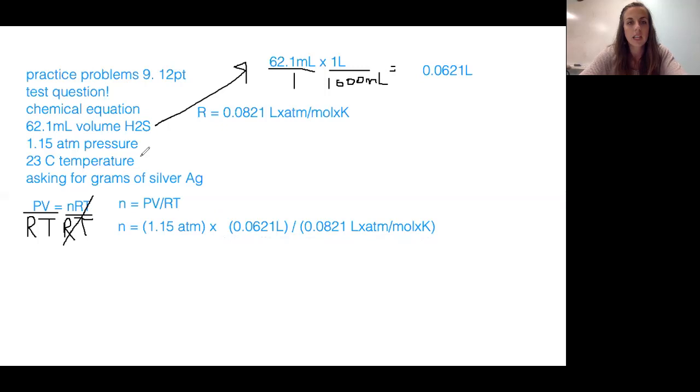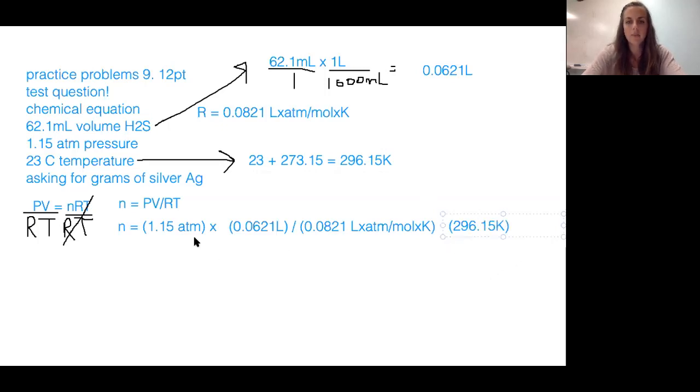Problem, we definitely need it in Kelvin. So let's convert that over here. So we're going to do 23 plus 273.15. That's going to give me 296.15 Kelvin. Okay, so let's go back and plug that in the equation. 296.15 Kelvin.